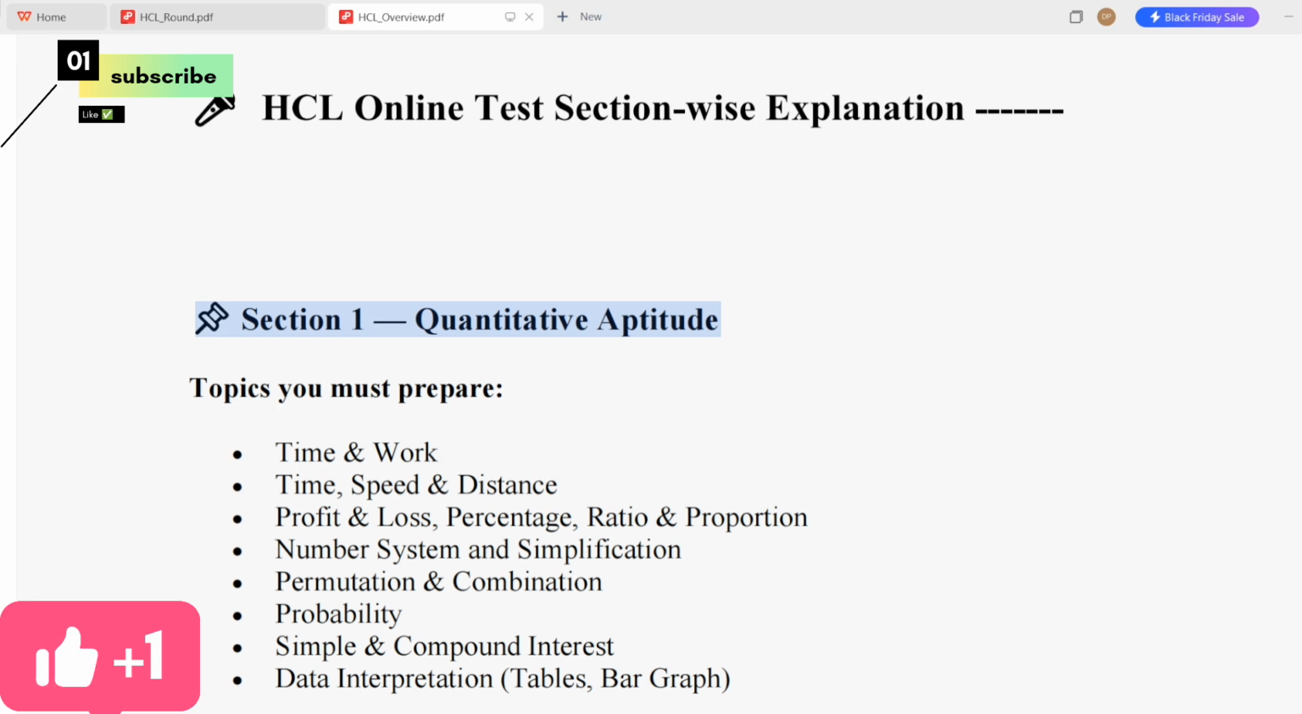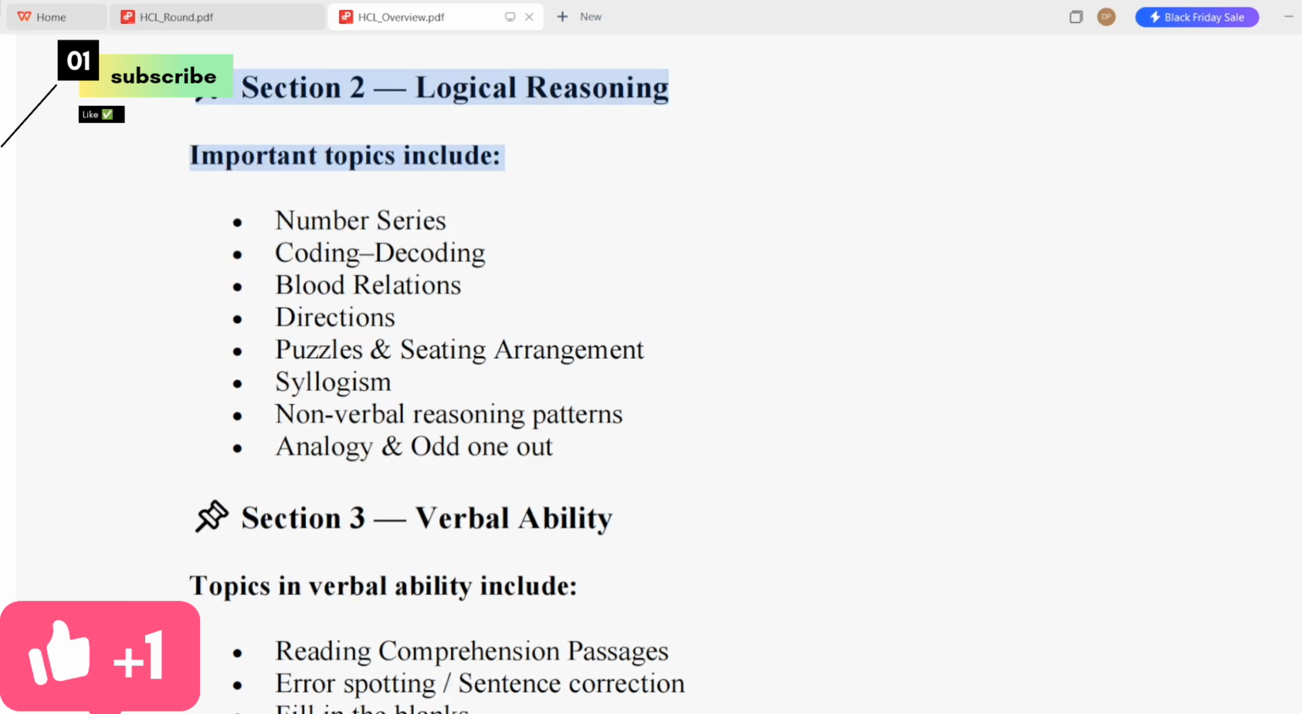The next session is logical reasoning. This session also contains 15 questions with a time limit. Logical reasoning checks your problem-solving approach, analysis, thinking and pattern recognition. Important topics include number series, coding-decoding, blood relations, directions, puzzles, statements and conclusions, non-verbal reasoning, patterns, etc. The difficulty level is medium.